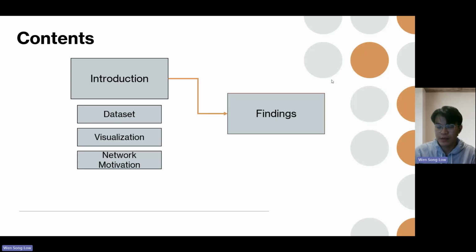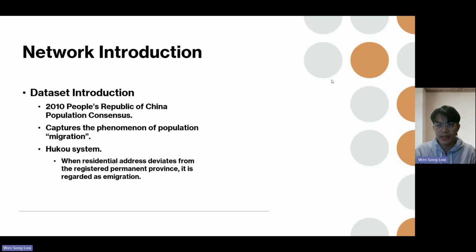After that I will be describing to you the important findings from my report. For the data set, I'm using the data from the year 2010, the People's Republic of China's population census, published by the National Bureau of Statistics of the country. This data basically captures the phenomenon of population flow, or what I call population migration.